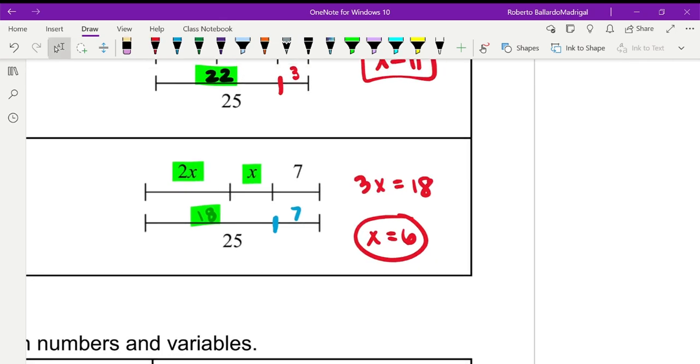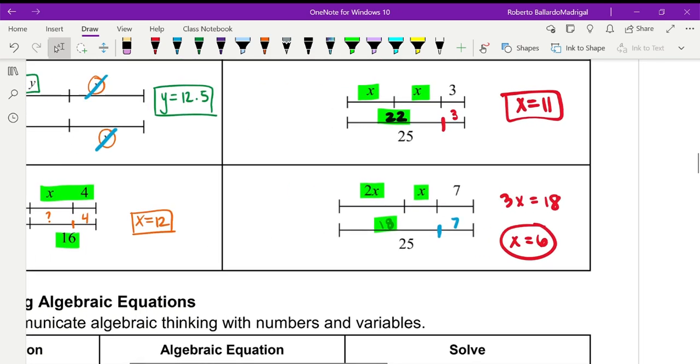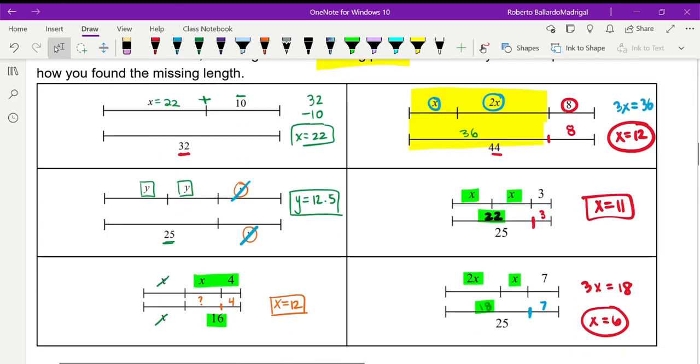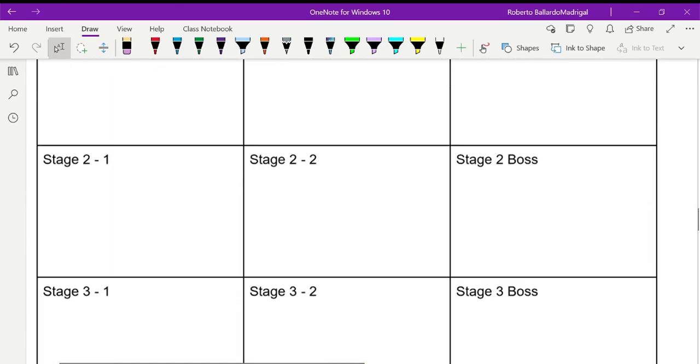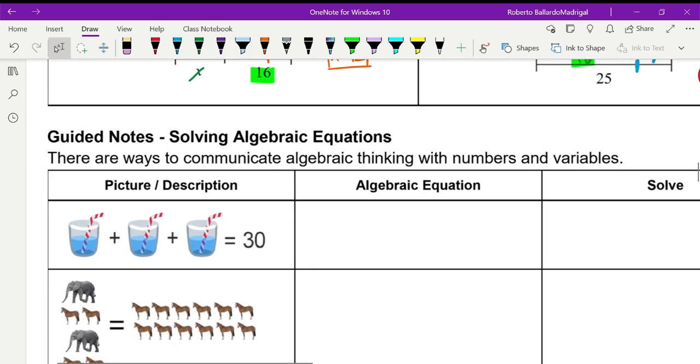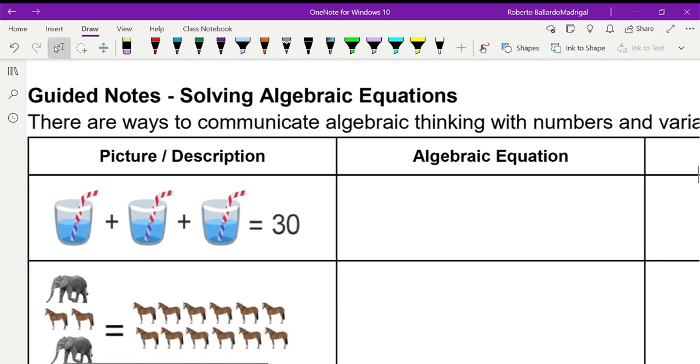So we're finally getting to that step where we can actually do some 1-step and 2-step equations. That's what we're going to do in the next part. I'll walk you through some notes, and then that's going to be it for notes. We'll get you guys your break, and when we come back from the break, you'll just be working on your homework. Okay? So let's talk about the ways to communicate algebraic thinking. Now we're going to translate the picture and description into some equations.